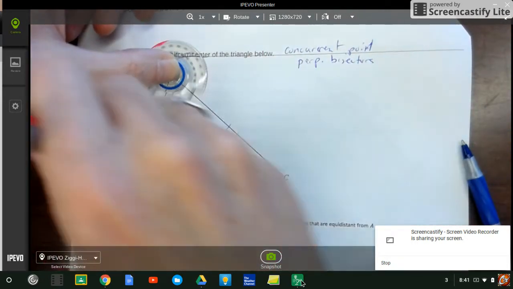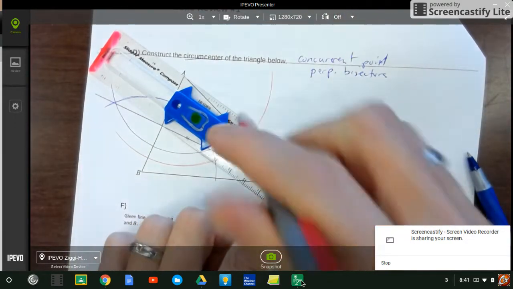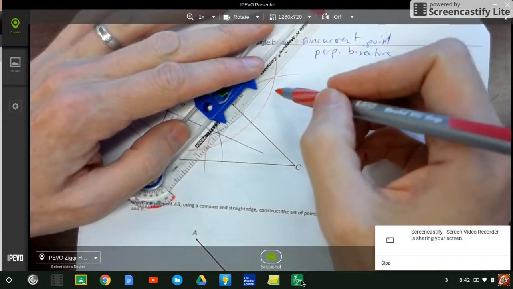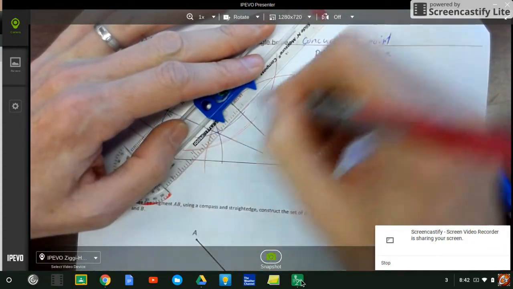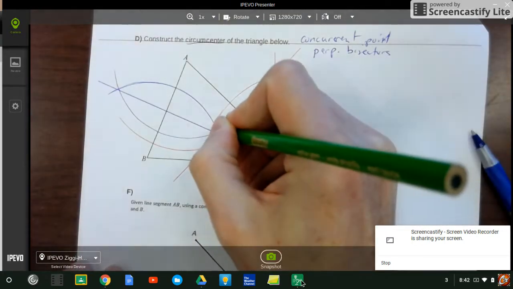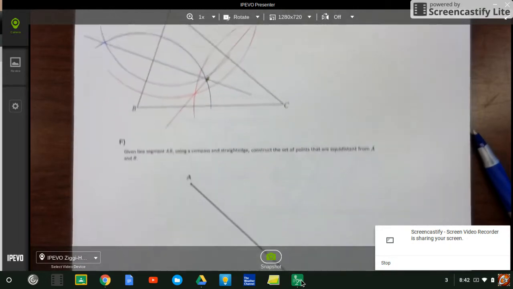If you do the third one, that's fine. You should get really close. If you don't hit it dead on, that's not unusual. It's really tough to get dead on with these. And I'll do my bisector. There we go. And so my circumcenter is right there. All right, next question.